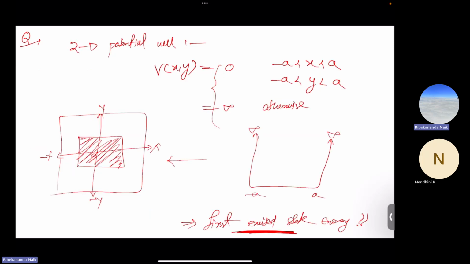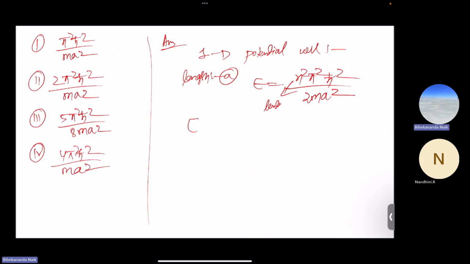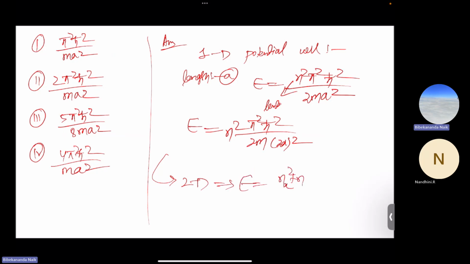Now here, if you see, x ranges from minus a to a, so the length is 2a. So E will be pi square h cross square by 2m into 2a square, and n square, for one dimension. But for two dimensions, what will happen? Energy will be nx square plus ny square, then pi square h cross square by 2m into 2a square, which means 4a square.